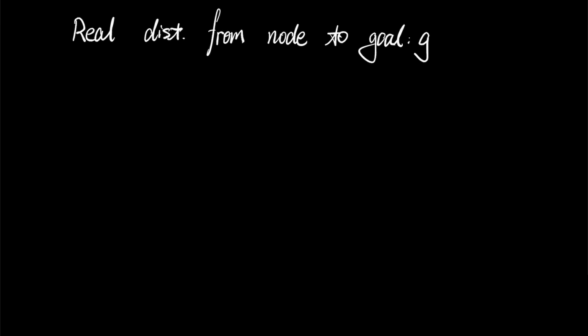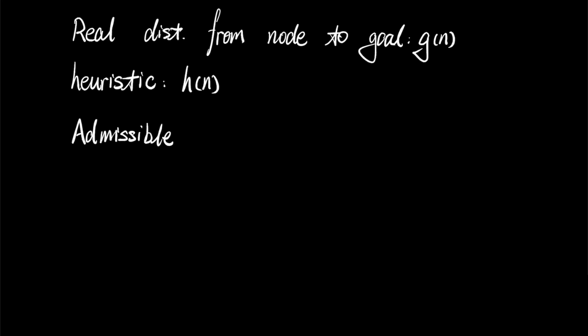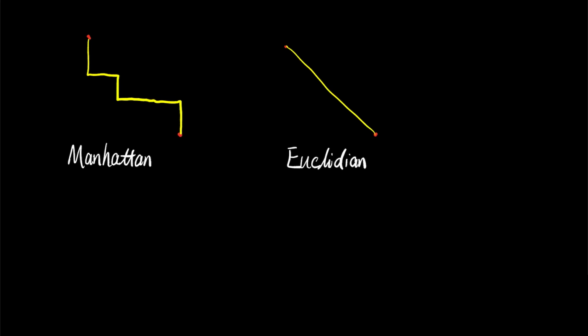So, how to choose a good heuristic? The most important thing is that the heuristic must be admissible. That is to say, the estimation must be smaller than or equal to the real value. This will guarantee to find the shortest path to the goal. Usually, we will take Manhattan distance or Euclidean distance as valid heuristics in searching problems.